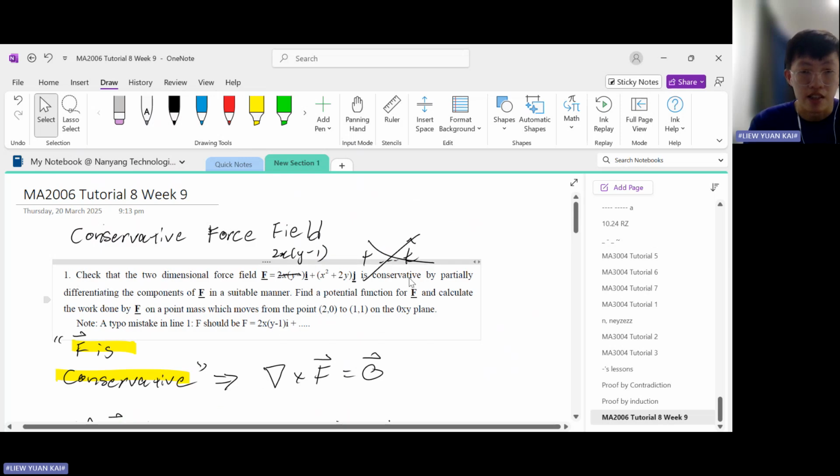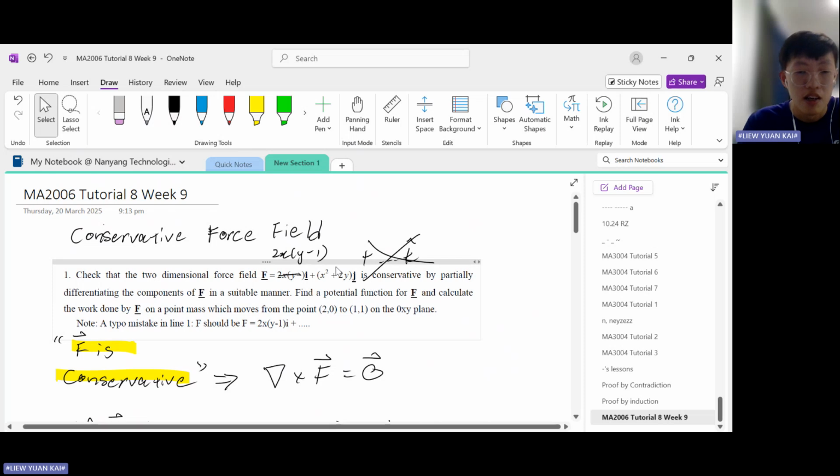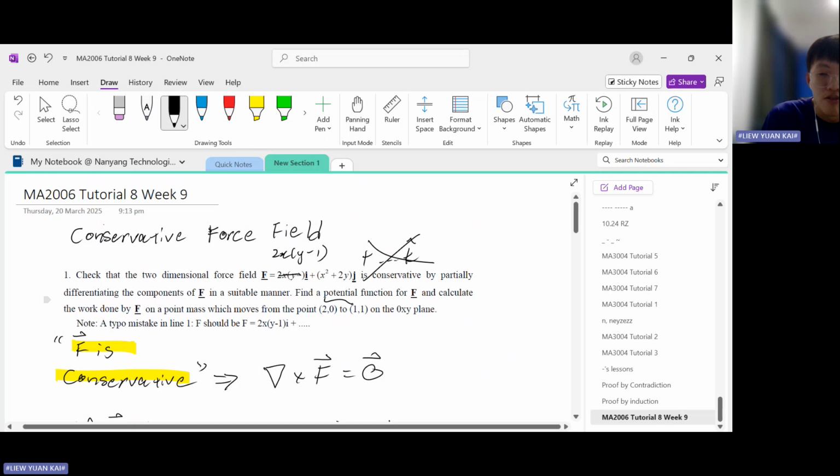Okay, having shown that it is conservative, right, then you know that it must have a potential function. Okay, just a reminder, only conservative forces have potential functions. Non-conservative forces do not have potential functions. Okay, so that's why you must always check whether a force field is conservative or not, because only the conservative ones have potential function. Non-conservative ones do not have potential functions. So the non-conservative ones, in order to find work done, you must use line integrals.